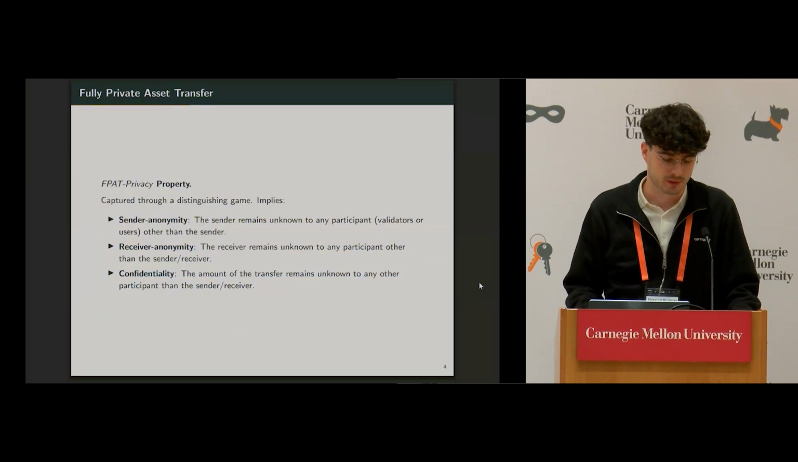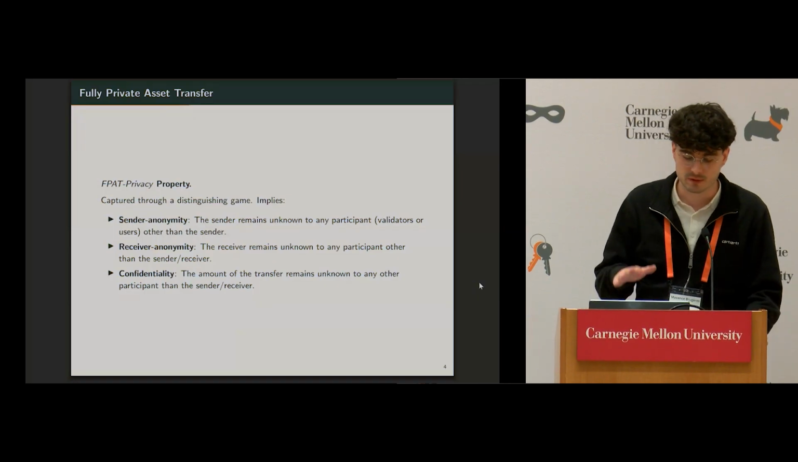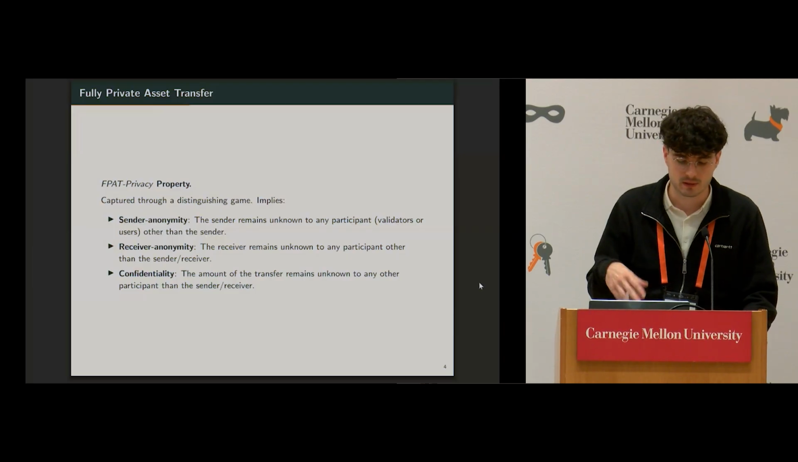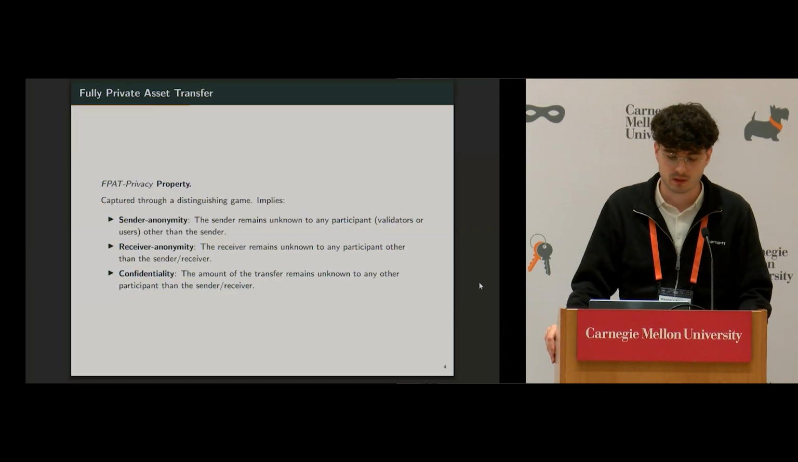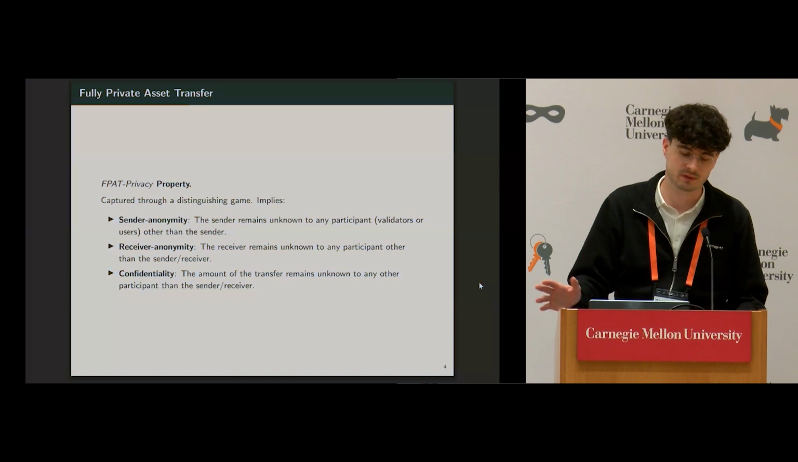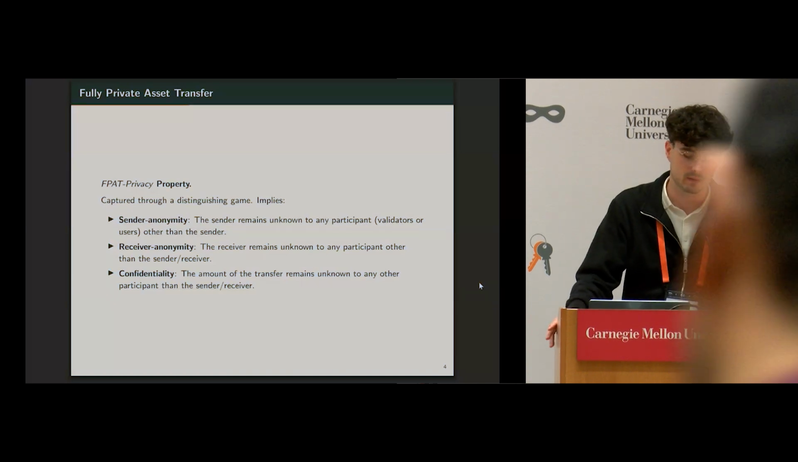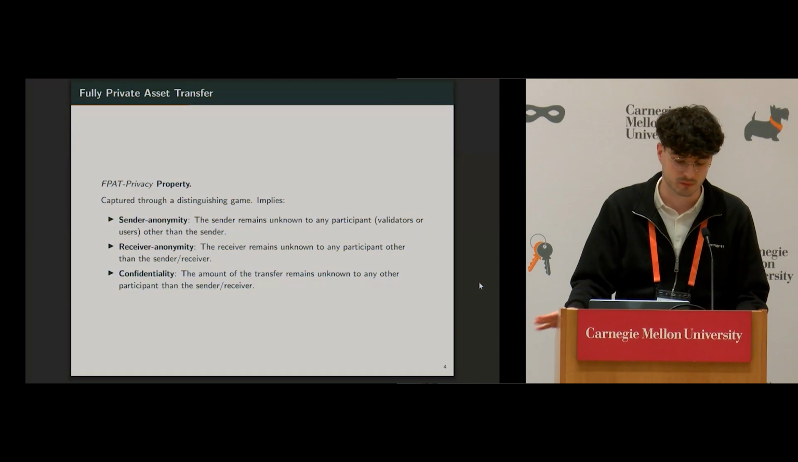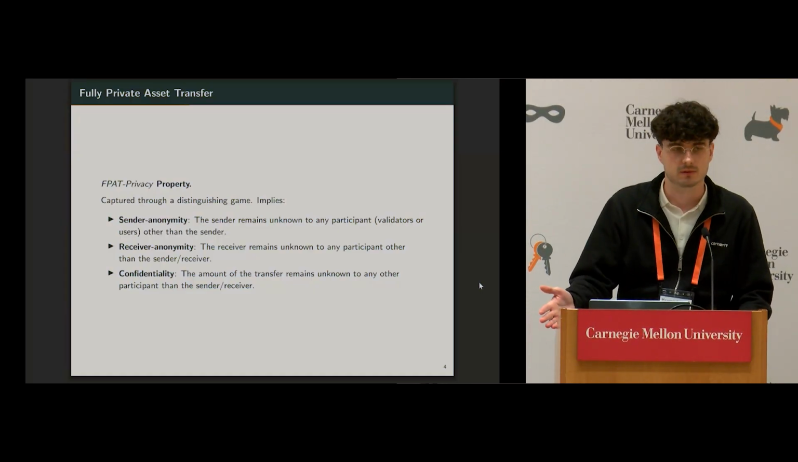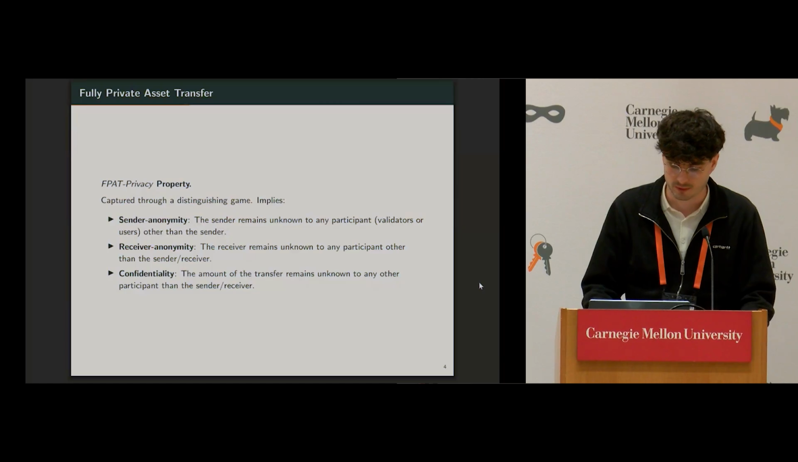And finally, we define a privacy property. It is formally captured by a distinguishing game, and this implies 3 sub-properties: sender anonymity and receiver anonymity, which both state that when a payment is made, the sender and the receiver are hidden from the other users. And confidentiality, which states that the amount of the transfer is hidden.